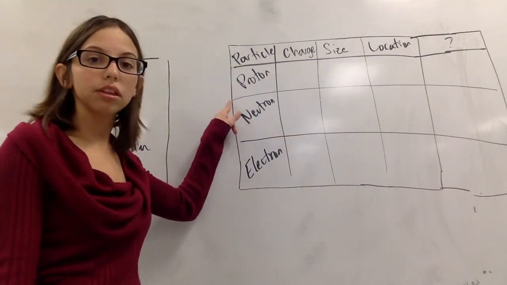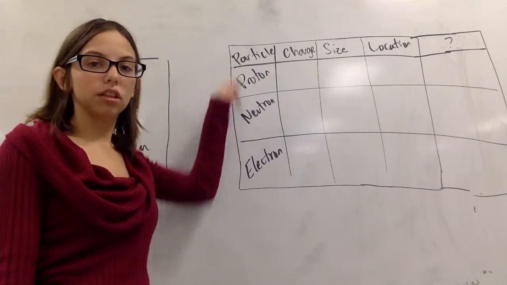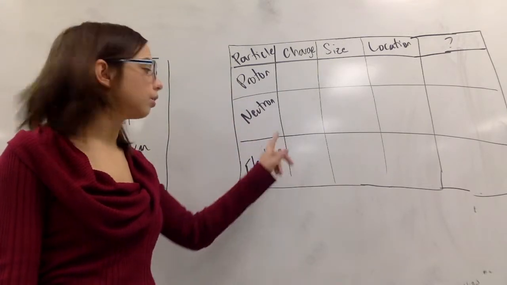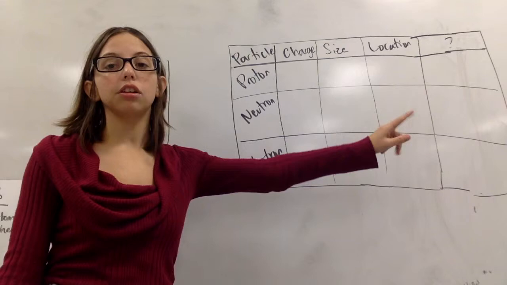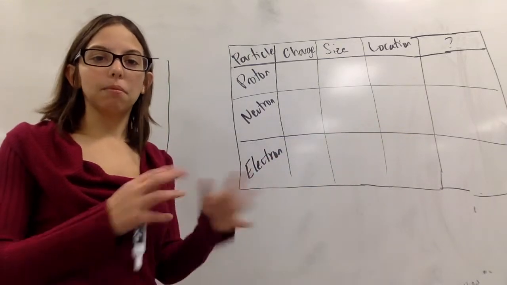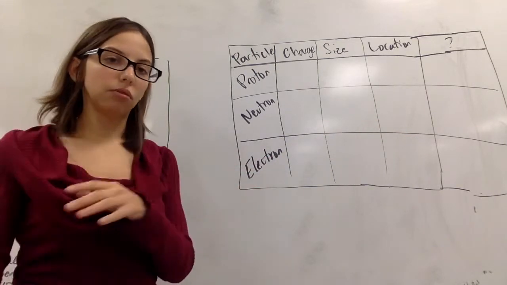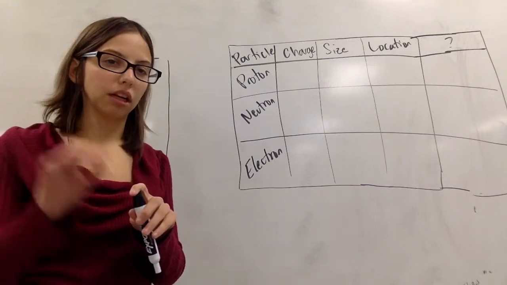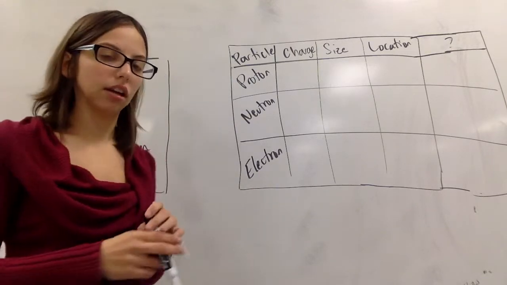Alright, so we'll start here with this little organizer I've made for the 3 subatomic particles. I want you to know their charge, size, where you find them, and what that particle does in terms for the atom as far as what does it make. It doesn't make an element, ion, etc.